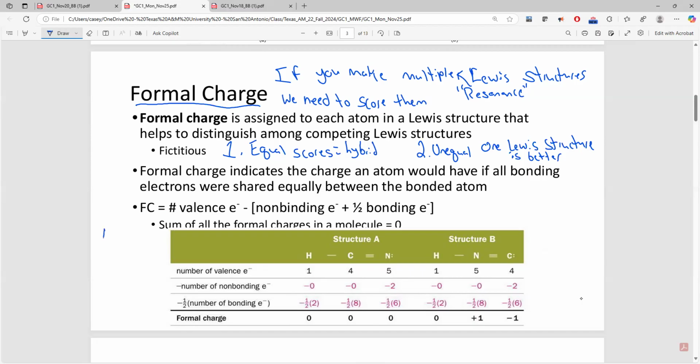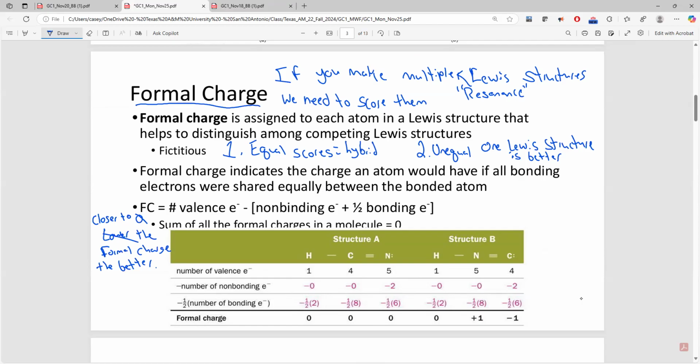And the lower the formal charge, and lower is actually not a great word, so let me fix that. Closer to zero. That's better. The closer to zero the formal charge, the better the Lewis structure. So generally, we want things that have a formal charge of zero. That's how we know if they're good.